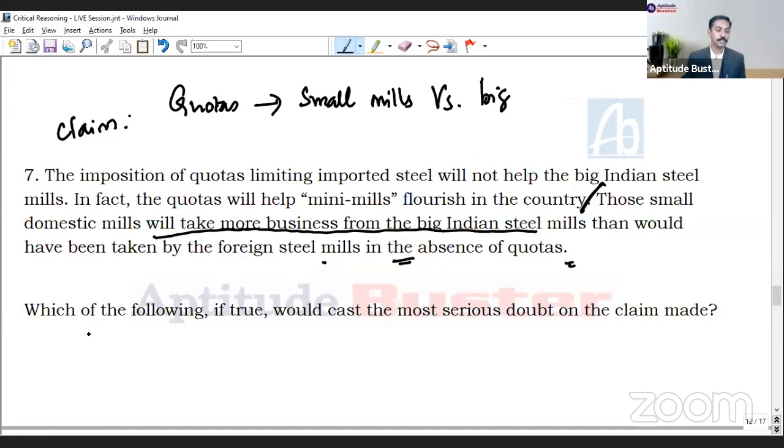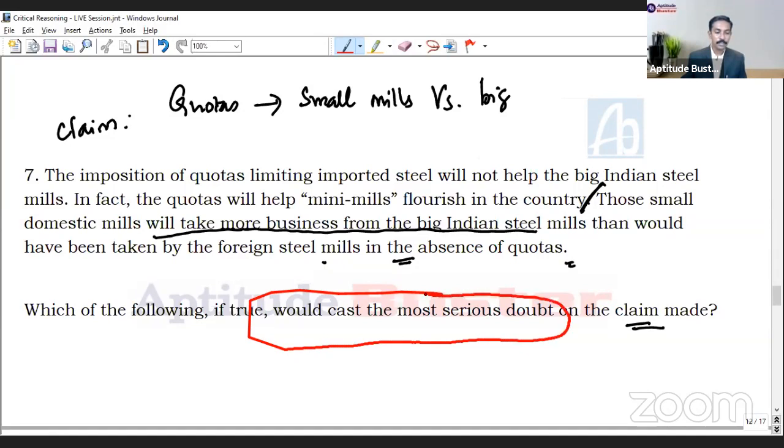Now look at the question. Which of the following, if true, would cast the most serious doubt on the claim made? We have identified the claim. The claim of this argument is small mills will compete with or will take more business from big ones. Your question says, which is the keyword in the question? The keyword is this. You need to identify an option that would cast the most serious doubt.